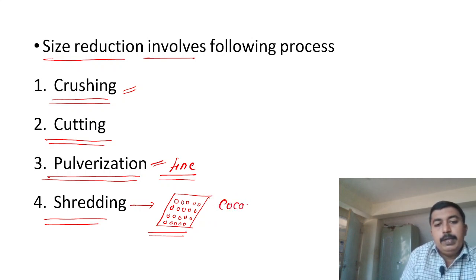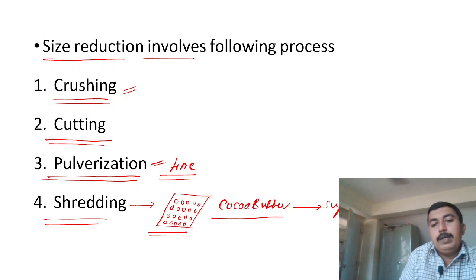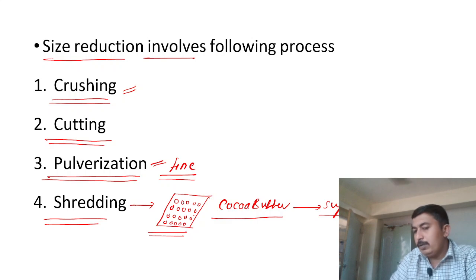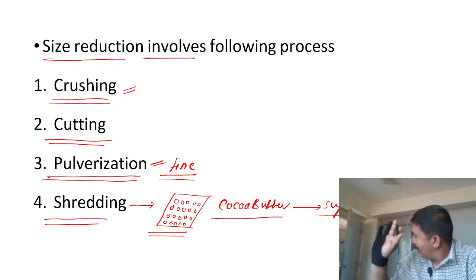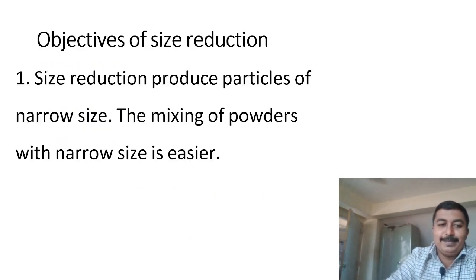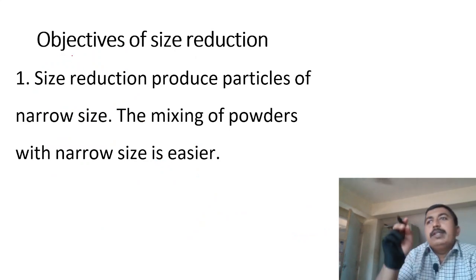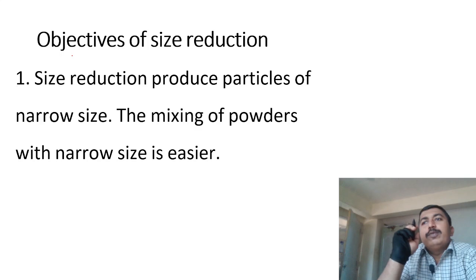For example, shredding of cocoa butter, which is utilized in suppository. So cocoa butter is utilized as suppository base. So cocoa butter is first of all shredded with the help of shredder to get fine powder particles. Next, now we have discussed how to carry out the size reduction process.